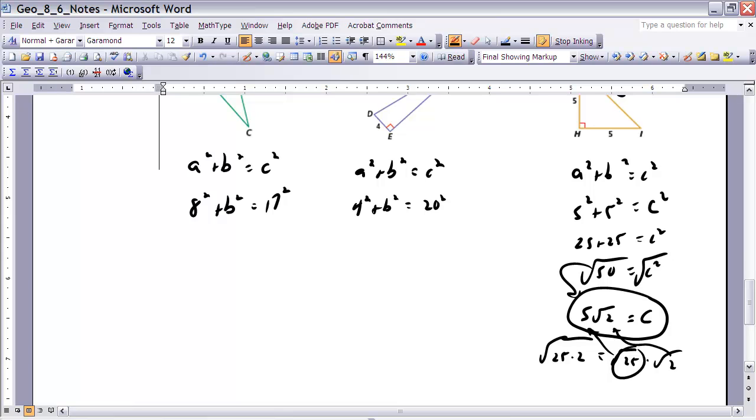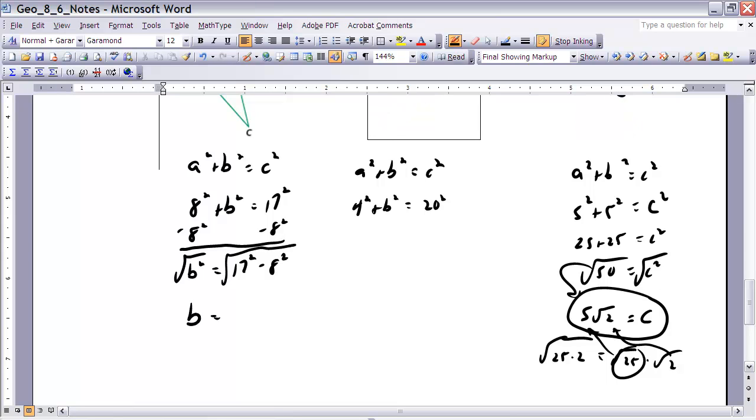Alright, so if I'm going to solve for b here now, I would have to subtract 8 squared from both sides. If I do that, I have b squared is equal to 17 squared minus 8 squared. And notice I haven't used my calculator at all yet. And then I'm going to take the square root of both sides. So b is actually equal to the square root of 17 squared minus 8 squared, which if I do on my calculator is 15. So the length of that side is 15.